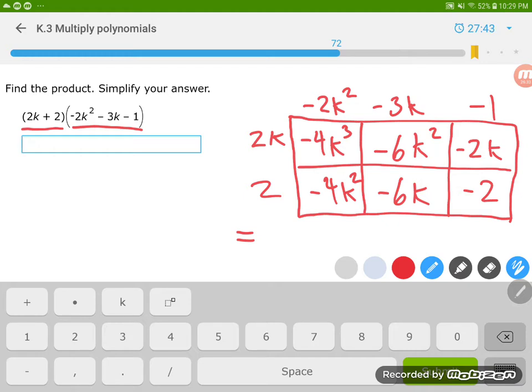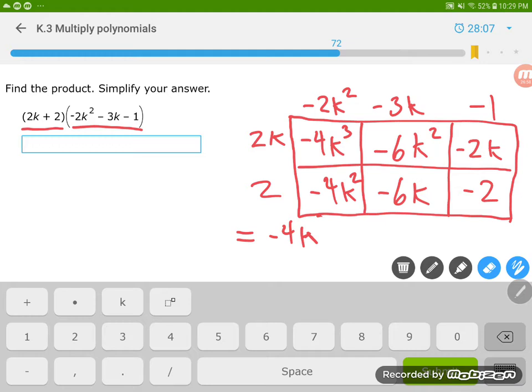So I see my k cubed, and I don't see any other k cubed there, so I'll just write negative 4k cubed. Oh, what are you doing? Stop. My cat's trying to... Sorry. Alright. Oh gosh, that's terrible. It's my cat's fault.